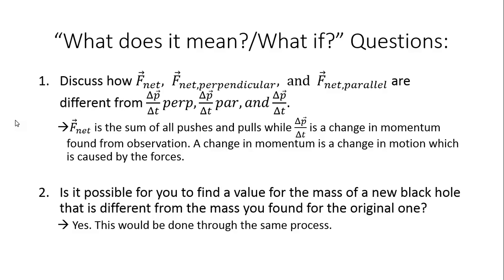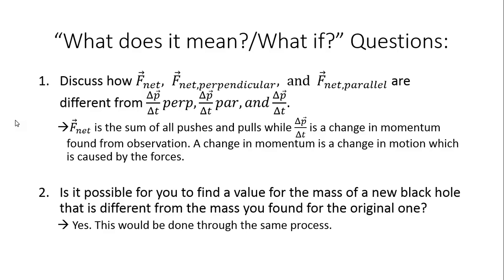So what does it mean in what if questions? Discussing how F net perpendicular and F net parallel differ from dp/dt perpendicular, dp/dt parallel, and dp/dt, we can see that F net is the sum of all the pushes and pulls, while dp/dt is a change in momentum found solely through observation. So a change in momentum is a change in motion, which is caused by the forces at play. So we know that the change in momentum over time is equal to F net, and both of these can be broken down into their corresponding parts, dp/dt perpendicular equaling F net perpendicular, and dp/dt parallel equaling F net parallel.